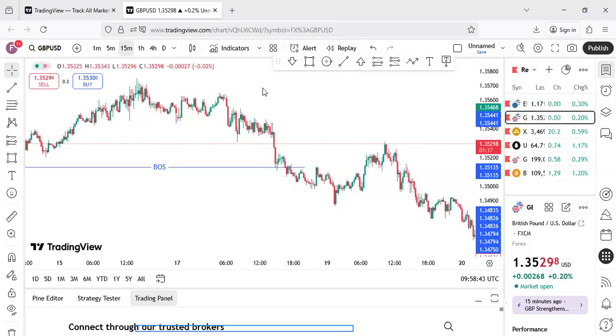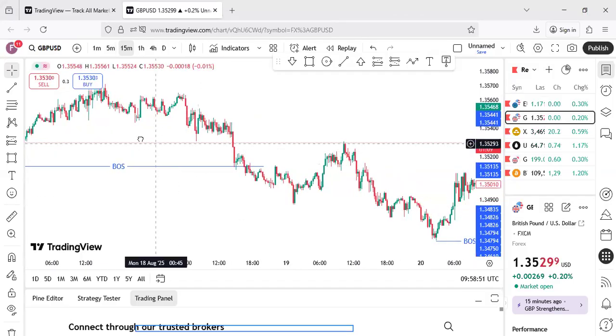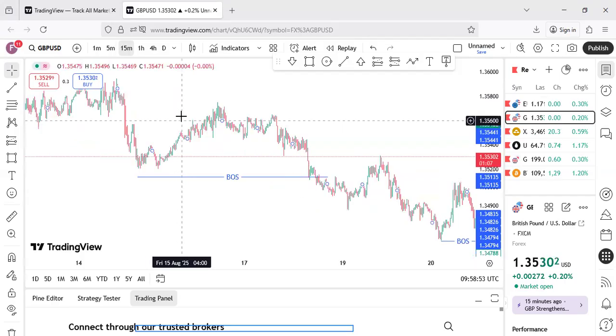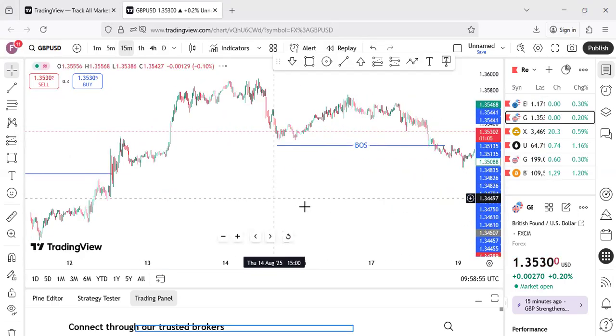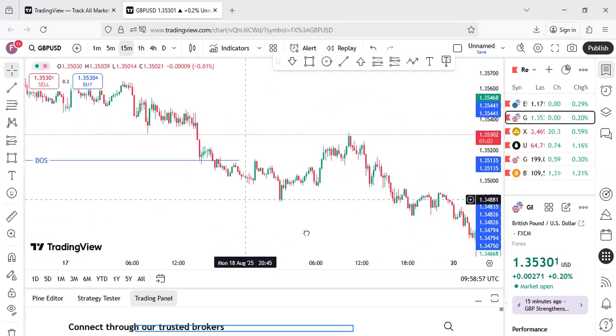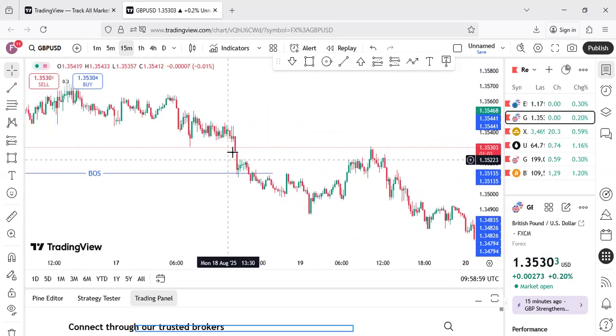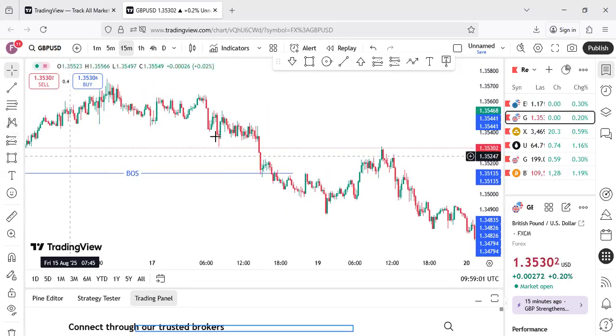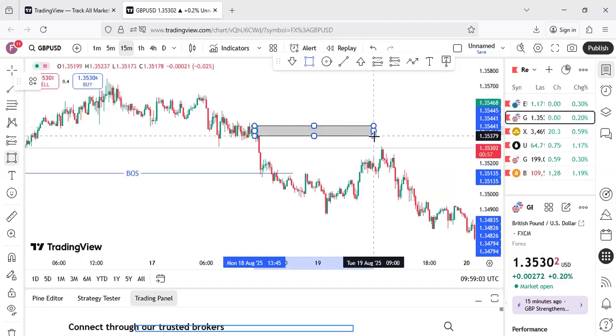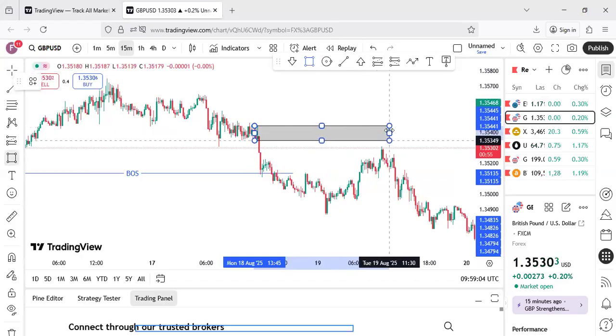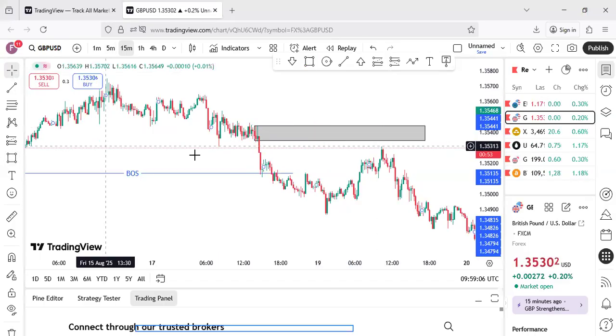Now look at this. The market has been going down. This is a bearish order flow. It's a break of structure here to the downside, right? Now, if you look at it here, we have an order block here, and we have a fair value gap here.